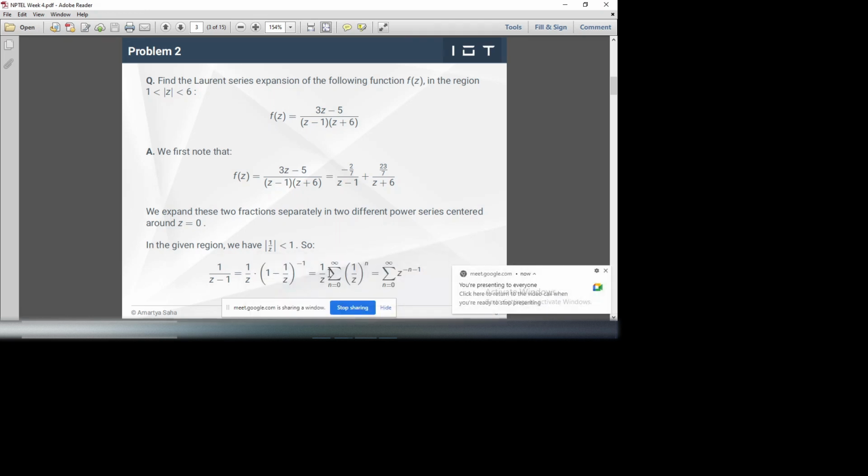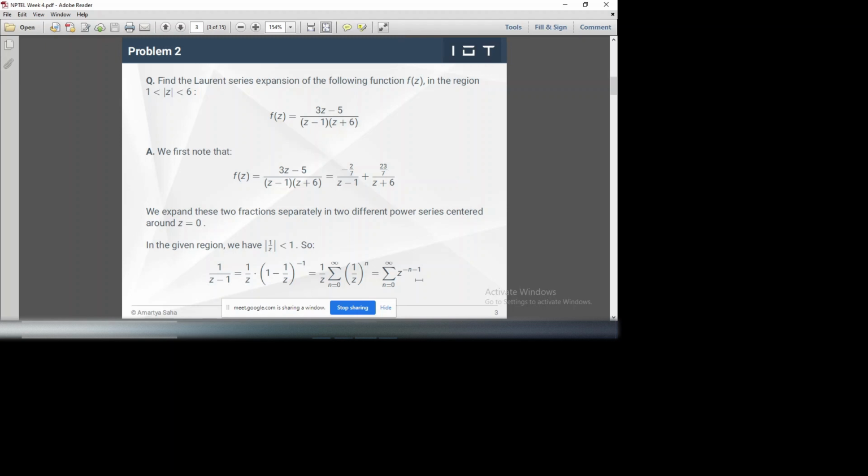Then I put the outside 1 by z factor inside. So that is why we get this final answer as this series. So 1 by z minus 1 is represented by this power series in this region, mod z greater than 1.